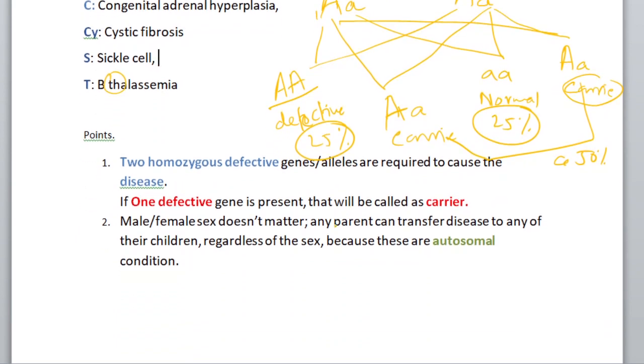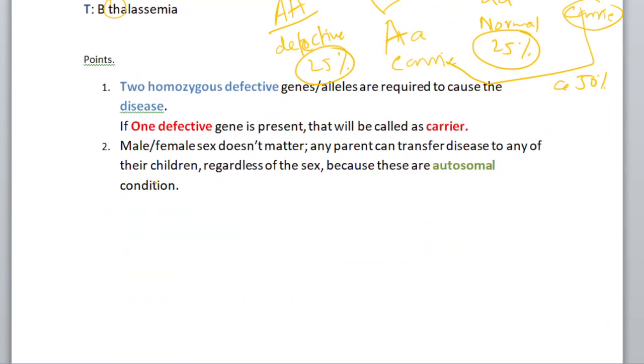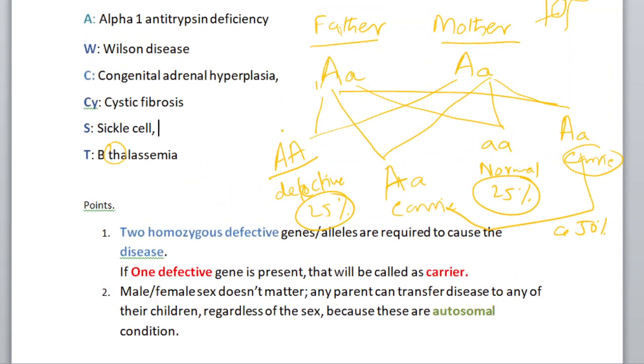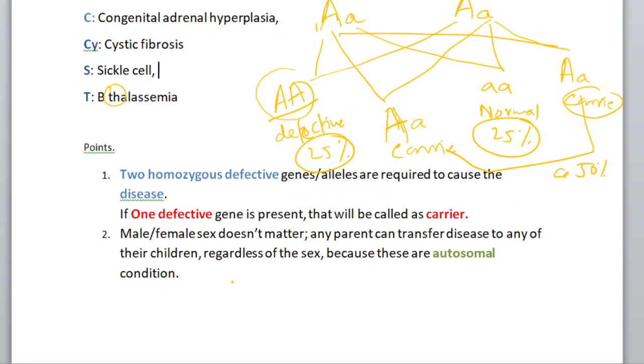Now there are two points to be noted. One is that two homozygous defective genes or alleles are required to cause the disease, as I showed here. Whenever two capital A's are transferred to the children, this will cause disease. And if one defective gene is present in the children, that will be called a carrier. Male and female sex doesn't matter. Any parent can transfer the disease to any of the children regardless of the sex, because these are autosomal conditions.